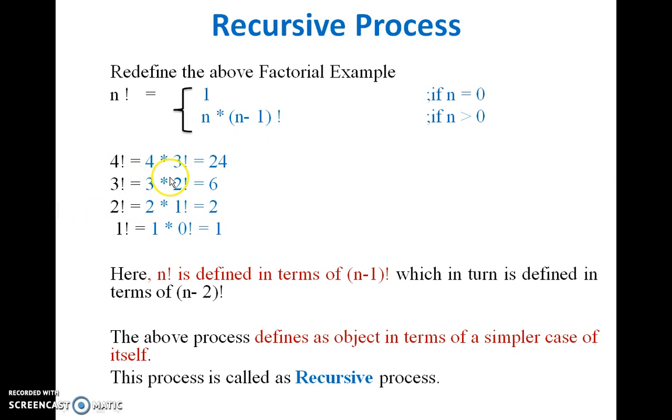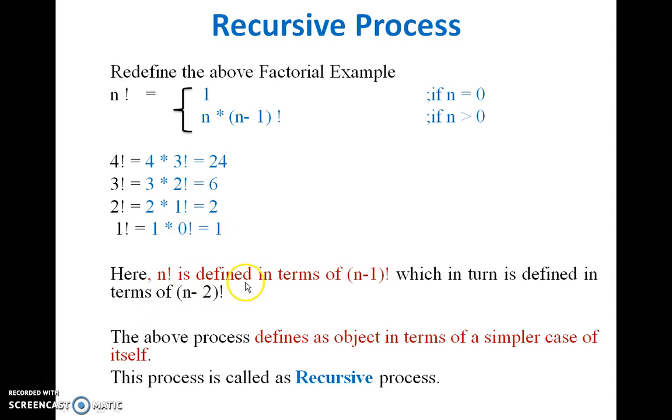4's factorial is represented as 4 into 3 factorial. 3 factorial is represented in terms of 3 into 2's factorial. 2's factorial is represented as 2 into 1's factorial, and 1's factorial is represented as 1 into 0's factorial. So 0's factorial is a known thing, that is 1. So 1 into 1 is 1.